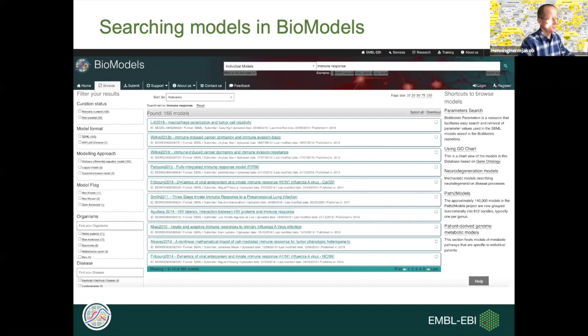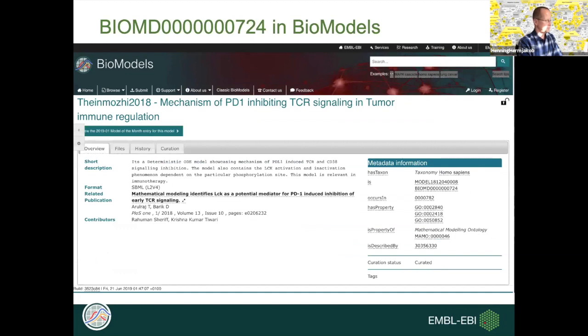So once the models are in BioModels, of course, we want to make them findable. This is a typical search results page of BioModels. You get a list of the models, the typical faceted search results where you can narrow down your search results. And then you can click on the individual model and you get views like this.